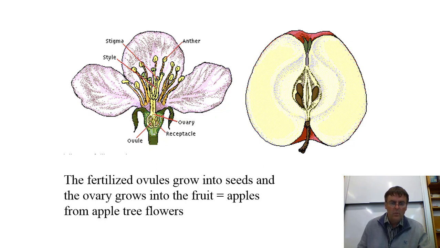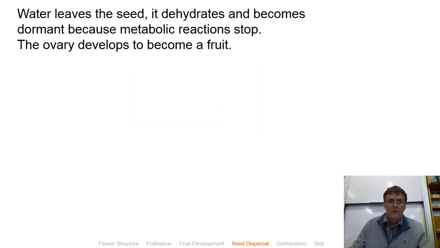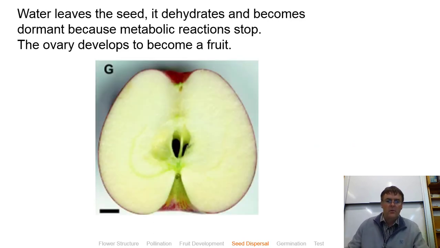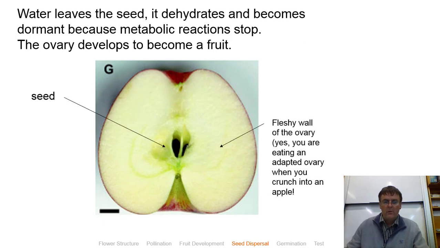The ovary, this whole sort of arrangement here, will grow up and become the fruit. So all this part here is the wall of the ovary. And you can see up on the top of the apple here, there's those little wee bits there. That is the tips of the sepals left up there. The stalk of the flower is the stalk of the apple. So water leaves the seed, dries out, becomes dormant, goes to sleep, ovary develops into a fruit. So there's a slice of an apple, the seed in the middle there, and the fleshy wall of the ovary. Munch, munch, crunch, crunch, that's your apple.